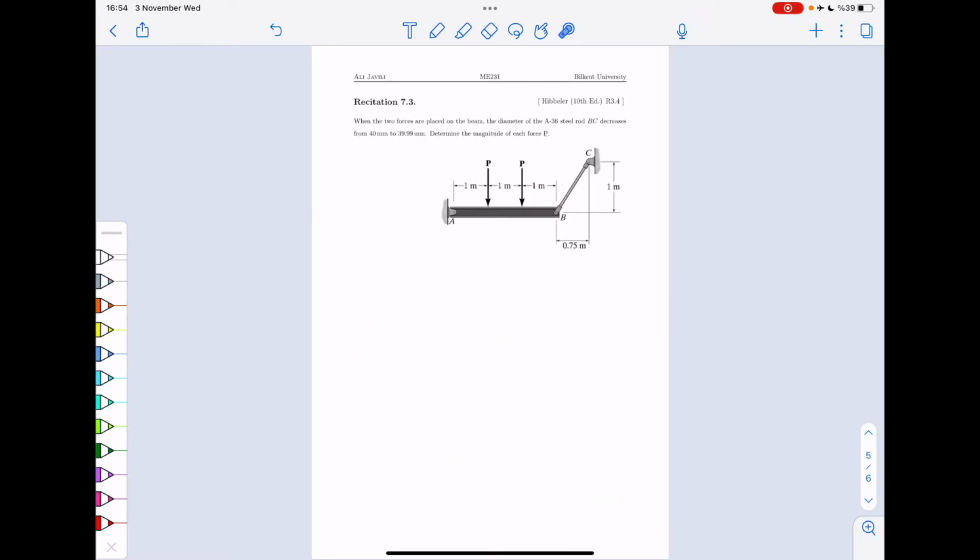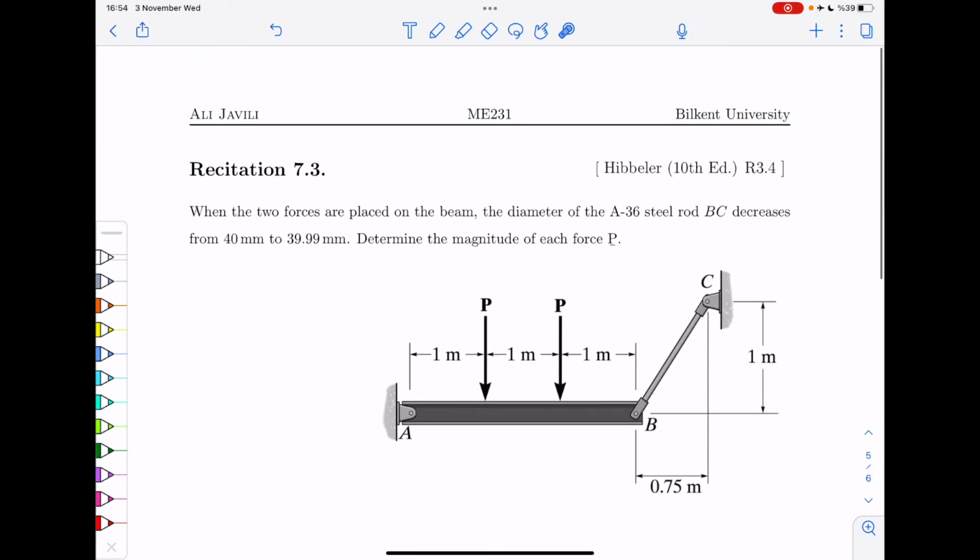All right. So that was the second question. Here is our third question of today. We have these two forces P applied at distances of 1 and 2 meters from A, on this beam, and you can imagine the beam is almost rigid here. The beam is made from steel, and then there is this rod BC at the end. When we do this, the diameter of the rod goes from 40 millimeters to 39.99 millimeters. So you get 0.01 millimeters reduction of the diameter in BC, which kind of makes sense, right?